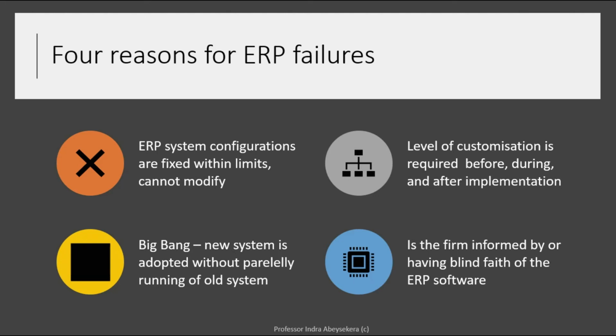The third is the Big Bang, that is adopting the new system without parallelly running the old system. It might not have the legacy data or the old data in the new system, and as a result, the new system cannot be compared with the old system, and there is no fallback if the new system fails.